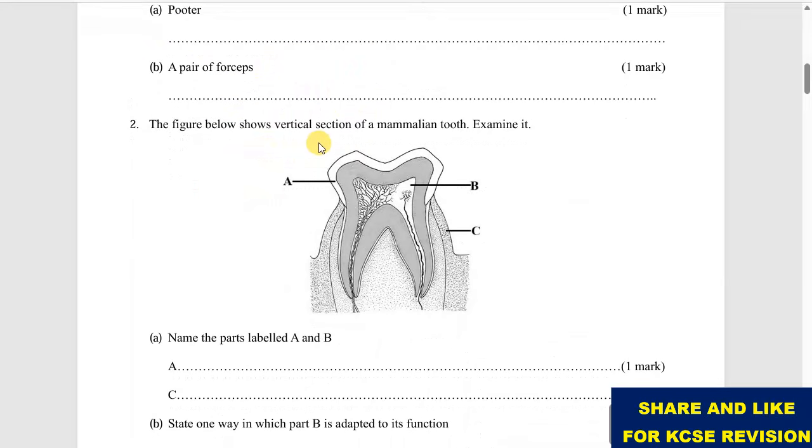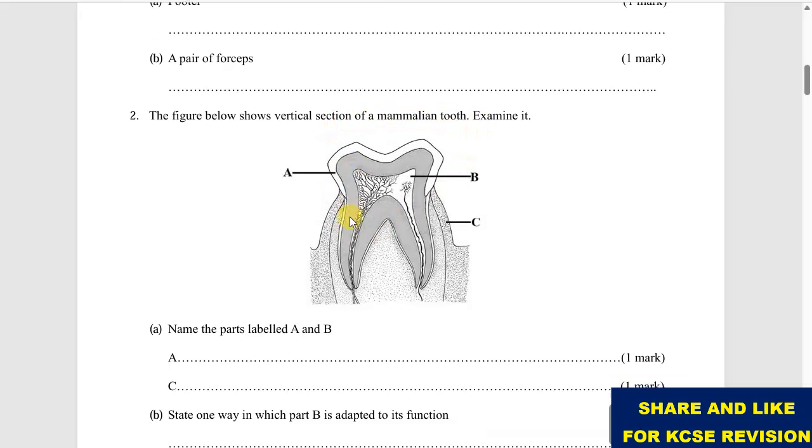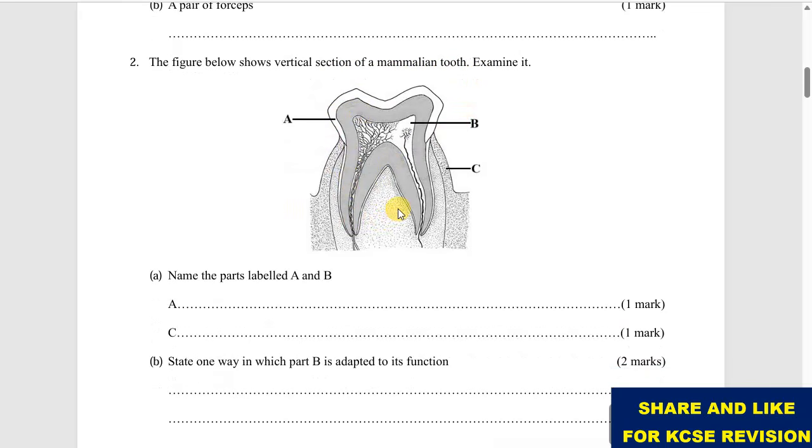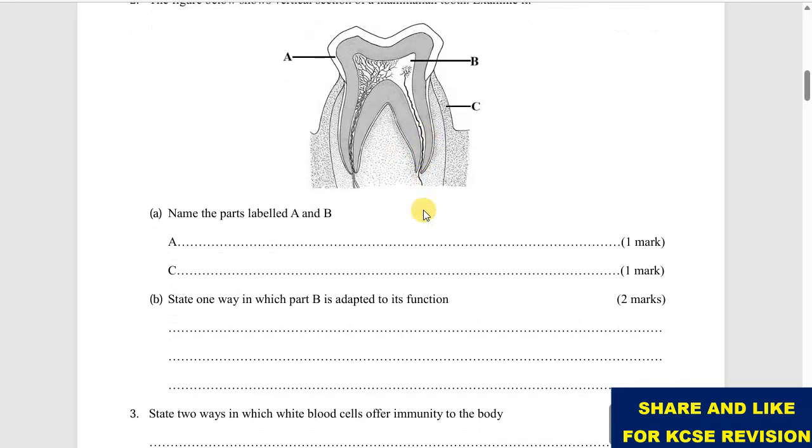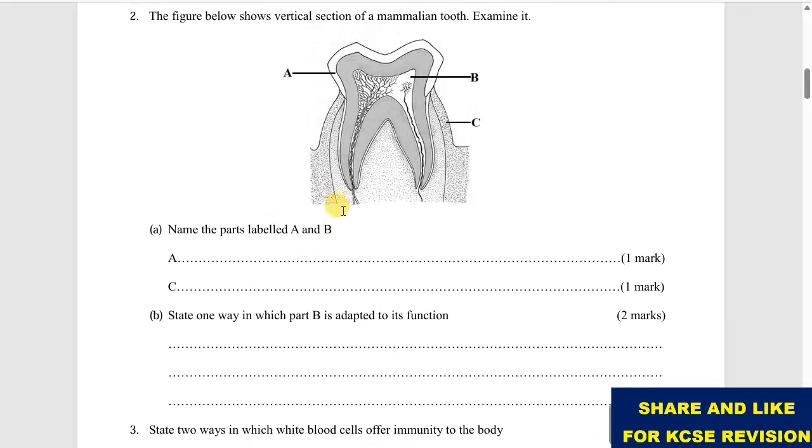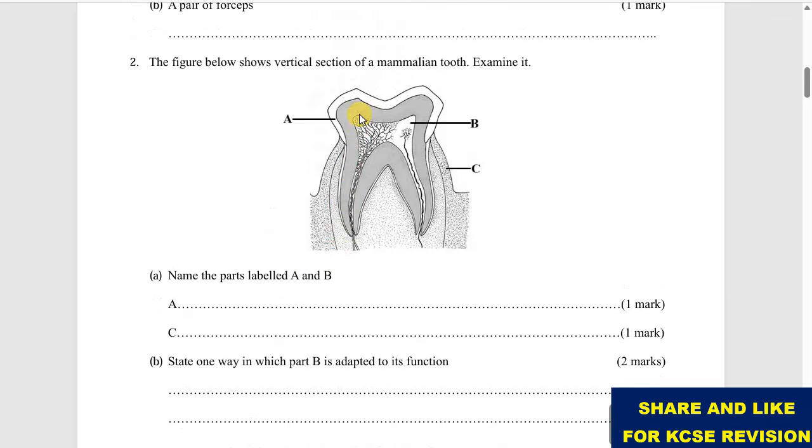The figure below shows a section of a mammalian tooth. Examine it. So look at this one. Is it the molar or the premolar? This one looks like the molar. They name the parts labeled A, B. So this one is the molar. It has two roots.